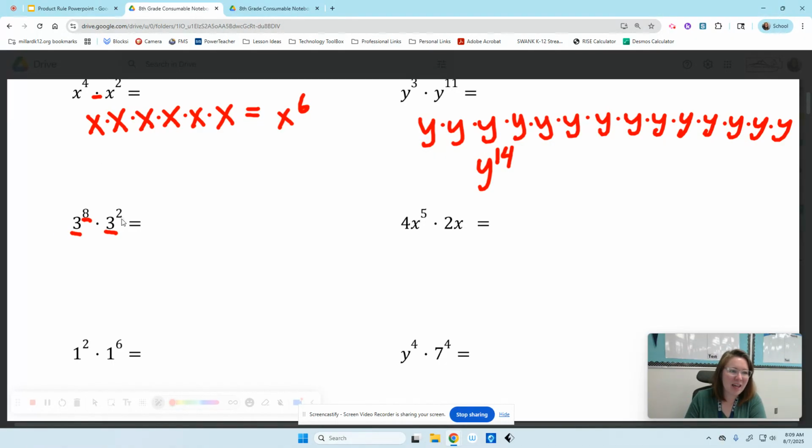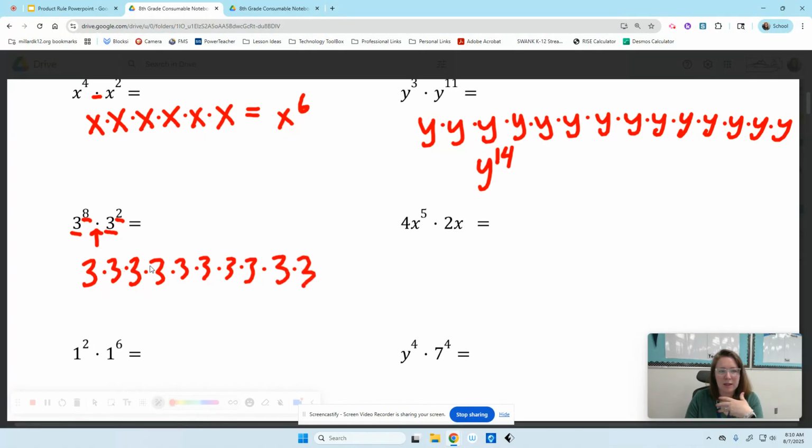Okay, 3 is the base. It has the exponent. So 3 times, and I'm going to write the number 3. It's going to be there 8 times. So 1, 2, 3, 4, 5, 6, 7, 8. Multiplication sign, because that's what it tells us to do. Times 1, 2, because there's 2 of them. Again, could have just added them together to get 3 to the 8 plus 2 is 10.